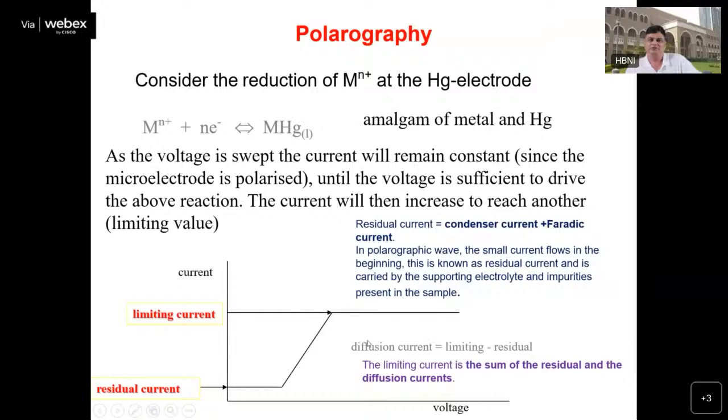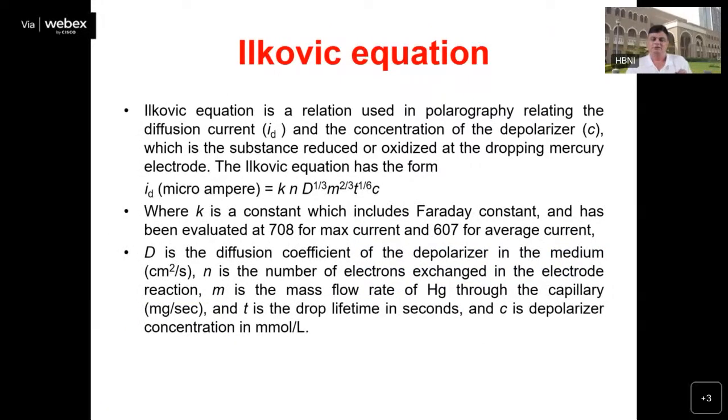And then how to evaluate the diffusion current? Diffusion current is nothing but the limiting current minus the residual current. This is a very important equation by which the diffusion current is linked with the concentration. That's called the Ilkovic equation. The Ilkovic equation is the relation used in polarography relating the diffusion current and the concentration of the depolarizer. The depolarizer is the concentration of my analyte, the substance either reduced or oxidized at the dropping mercury electrode.